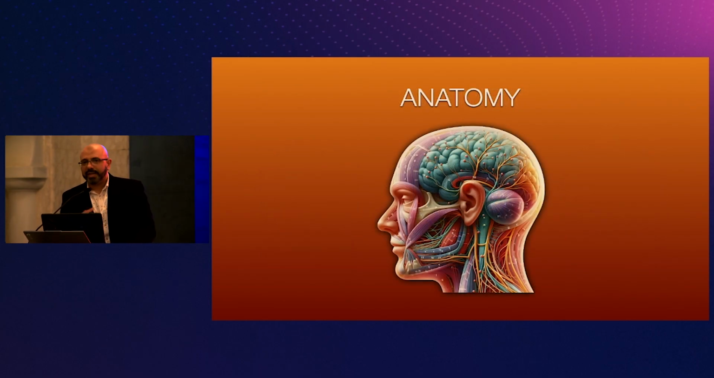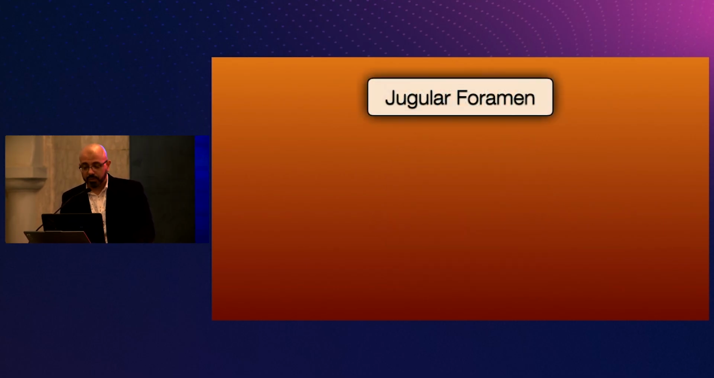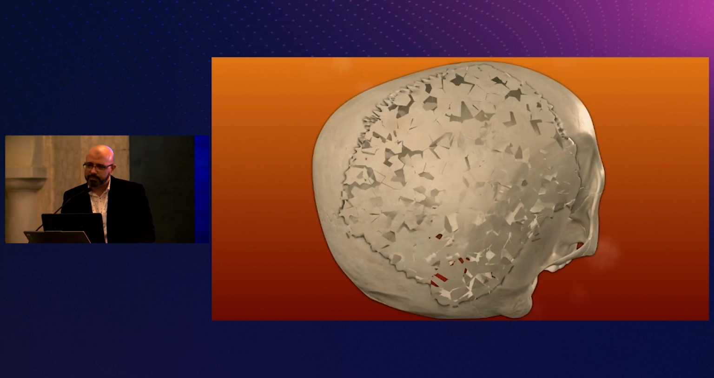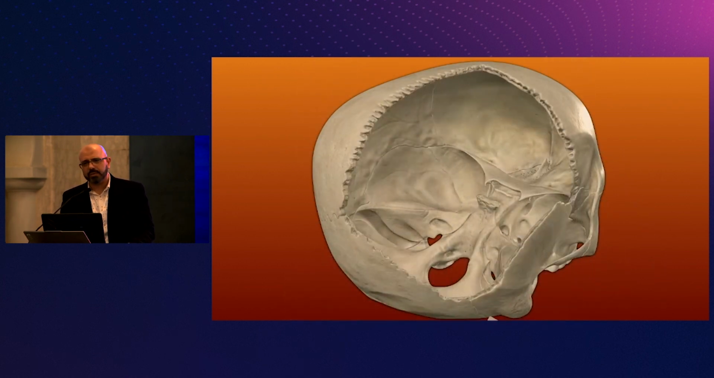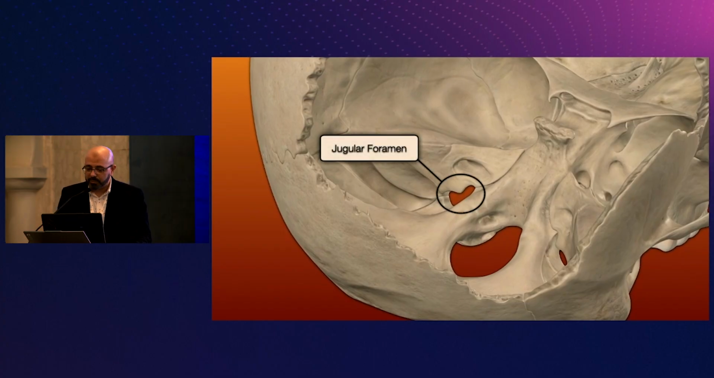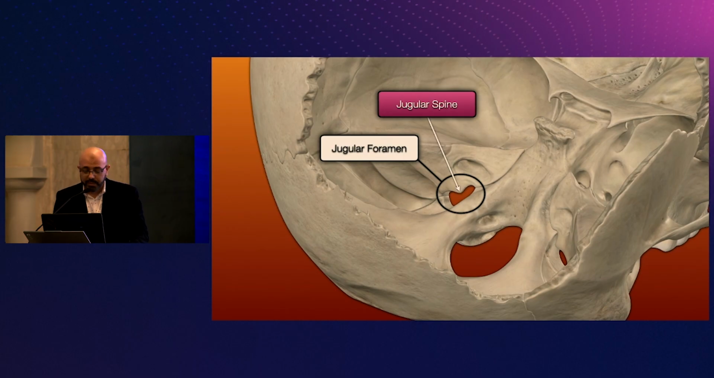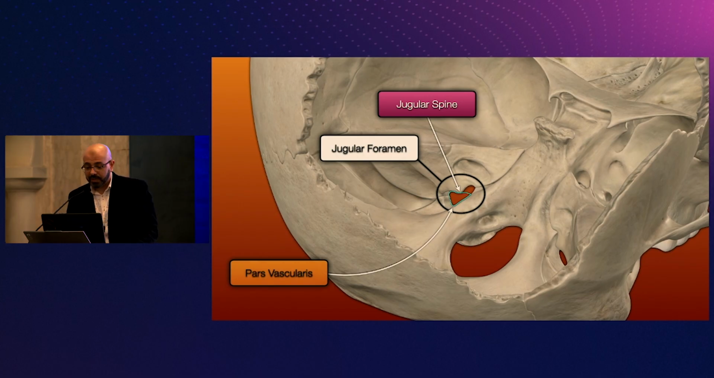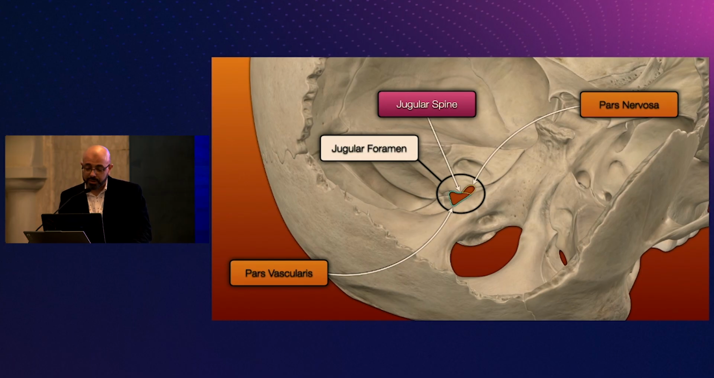To be able to understand the anatomy of these four nerves, we need to understand the anatomy of two skull-base foramina. The first one is the jugular foramen. This is quite a big foramen. It's actually the second biggest foramen in the skull base after the foramen magnum. It is divided into two components by what we call the jugular spine: a slightly bigger component posterolaterally, the pars vascularis, and a smaller compartment anteromedially, the pars nervosa.